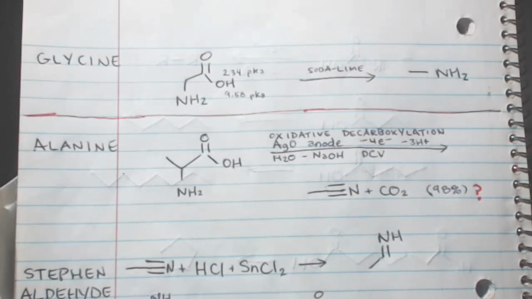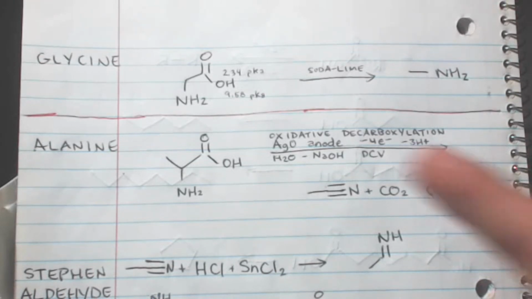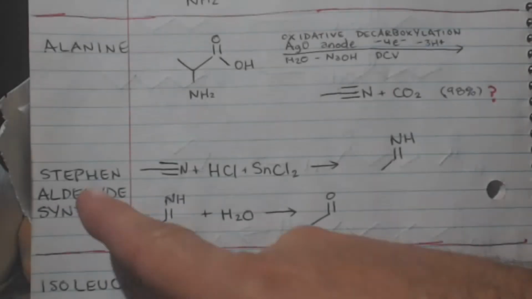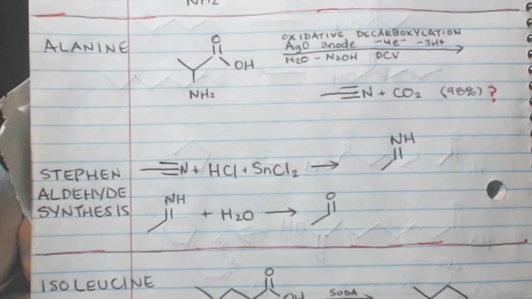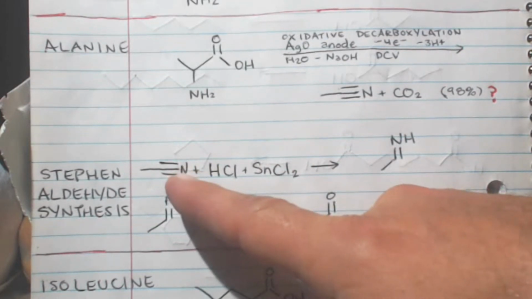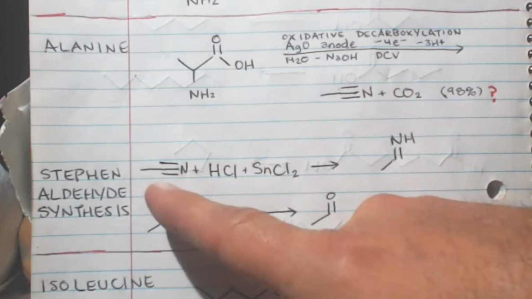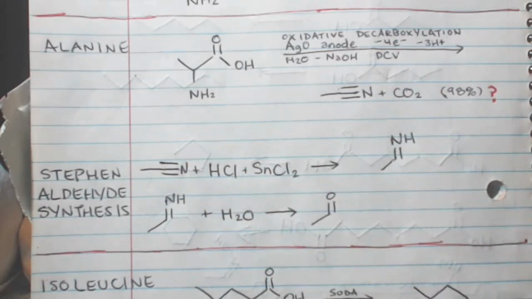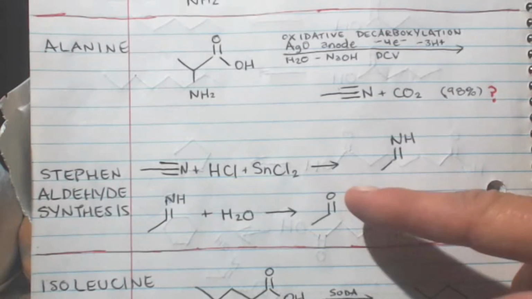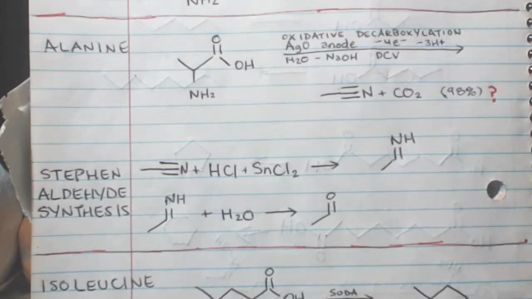Now, what good is that? Well, you can take that and do this. It's called the Stephen aldehyde synthesis. You take your nitrile, I think it's called acetonitrile, some hydrochloric acid, stannous chloride, and I'm guessing you would reflux it. I don't really know, because I'm just going over a generic thing here.